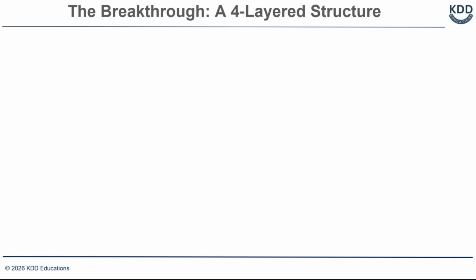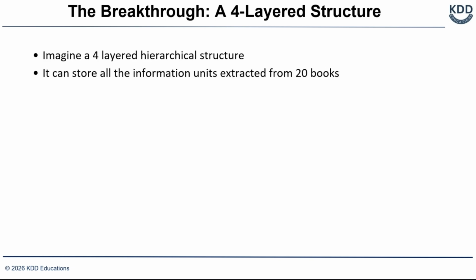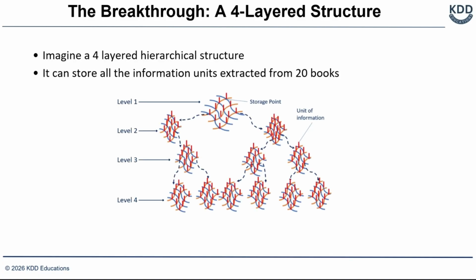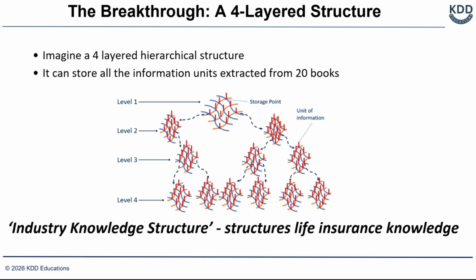Now imagine a four-layered hierarchical structure. Storage points or nodes, and units of information connected to the storage points, form the core of the structure. Every one of those 25,000 units of information can be attached to clearly defined nodes. This enables structuring life insurance knowledge. The structure is called industry knowledge structure.